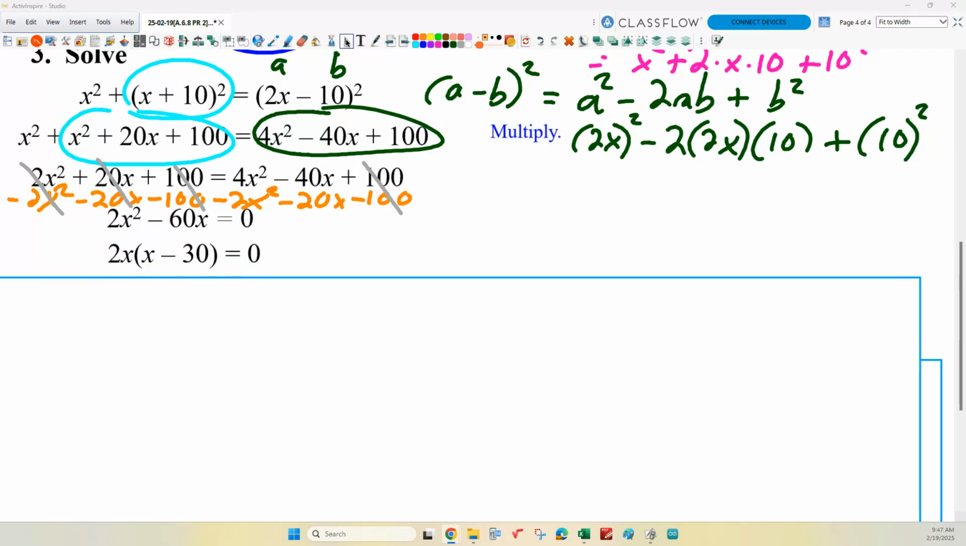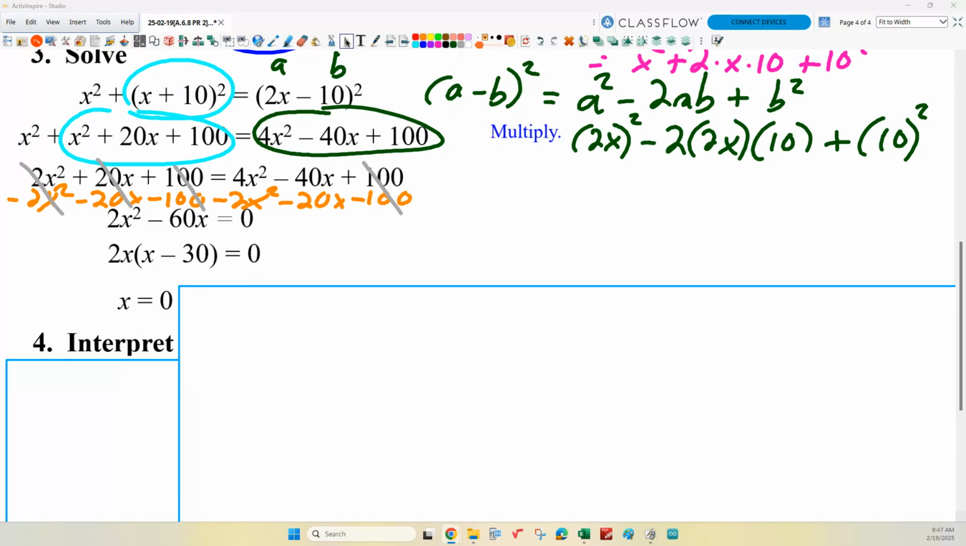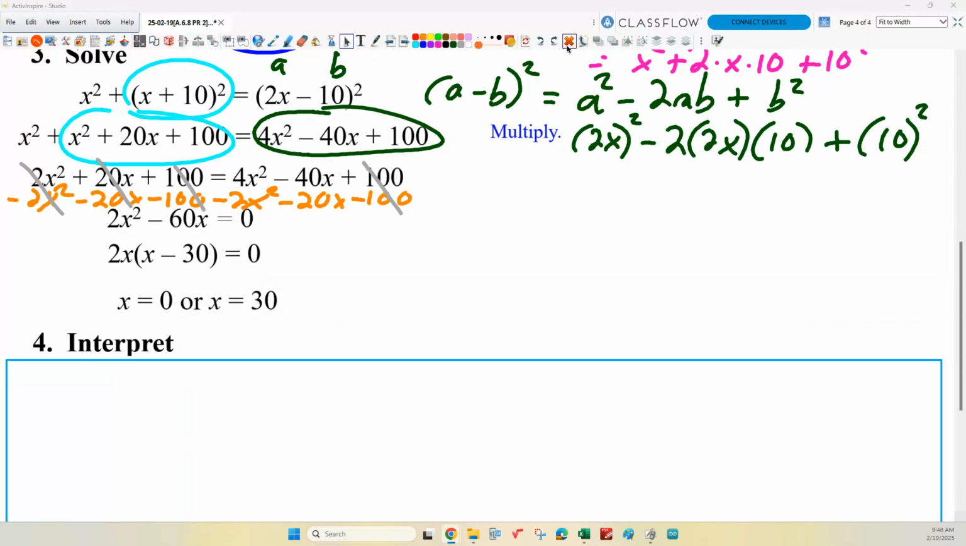So what are my solutions then by the zero product property? The only way I could multiply those two factors and get 0 is when I multiply by 0. So either the first factor has to be 0 or the second one does. What's the value of x that makes the first factor 0? Well, 2 times what is 0? 0. Okay, so one solution is x equals 0. How about the next one? What's the value of x that would make the second factor, x minus 30, 0? Positive 30. So my solutions are x equals 0 or x equals 30, my mathematical solutions, right?